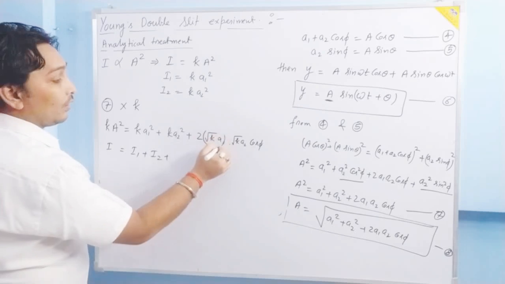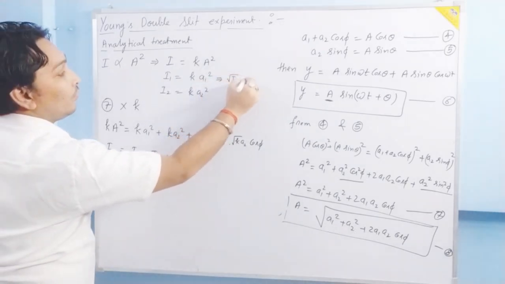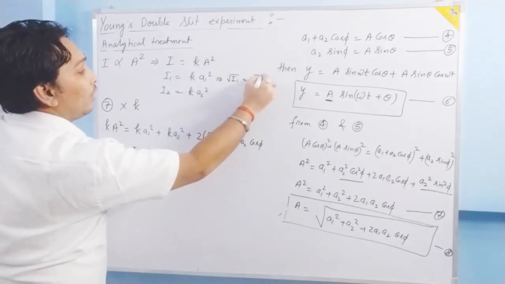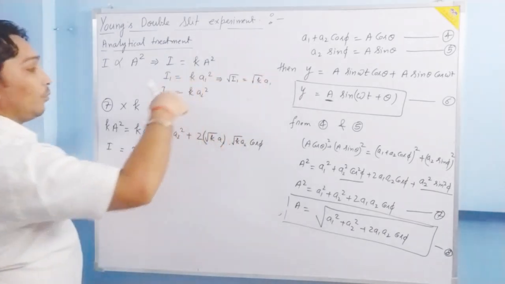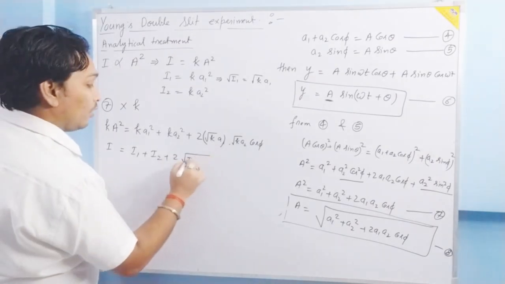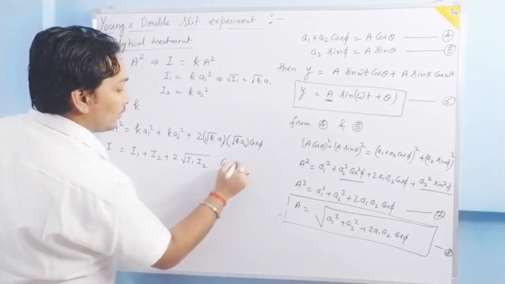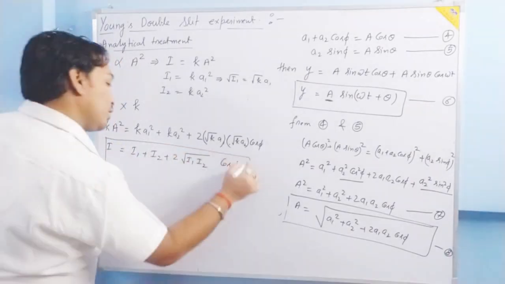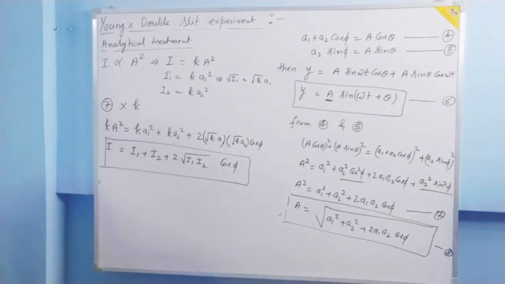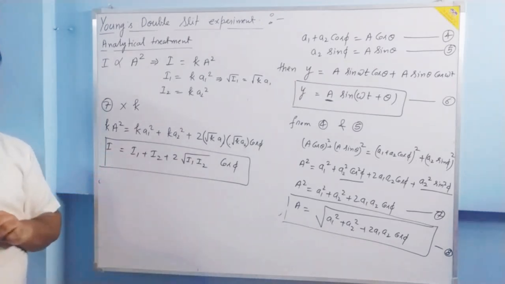If you take the square root of this, under root I1 will be equal to under root K A1, A1 will be out of the under root. So we are going to have 2 under root I1 under root I2 cos phi. So this is the equation of the resultant wave, the equation of intensity of the resultant wave.